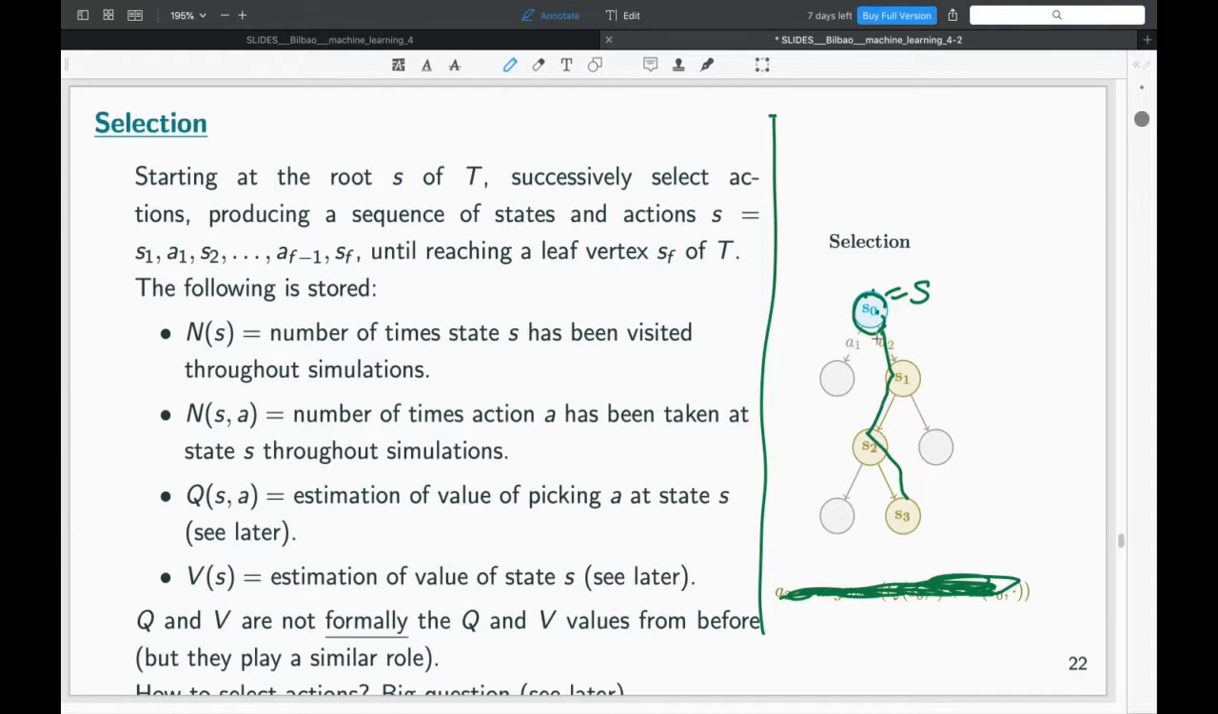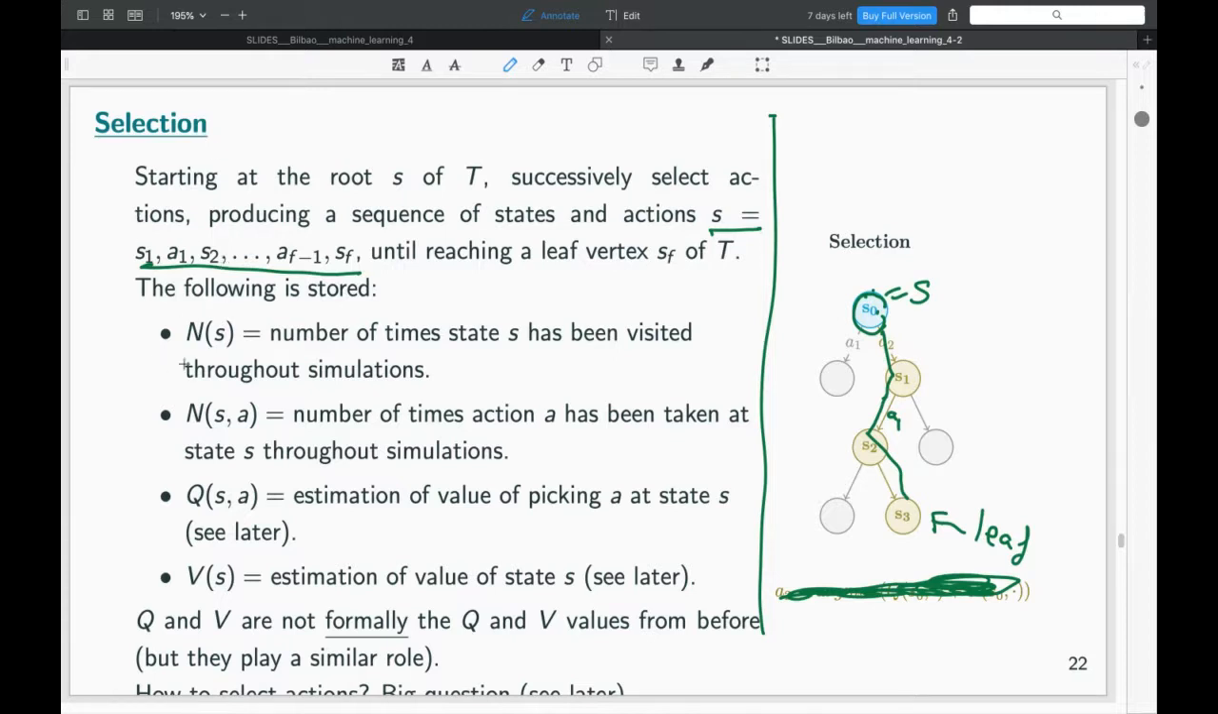So maybe at state S, you choose action A2, and then it moves to state S1. And then you choose action A1, and you move to S2, and so on. And you choose actions until you reach a leaf. This is a leaf because there are no more children in this node. So you follow this path and you end up with a sequence of states and actions until you reach a leaf vertex SF. The selection step is just this.